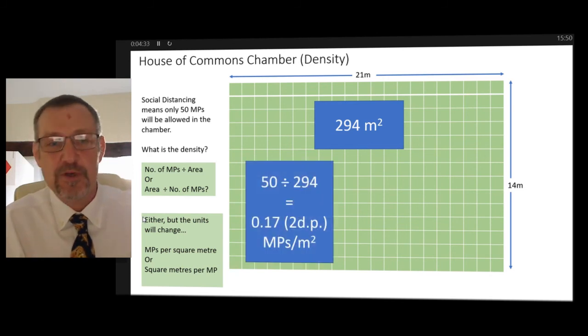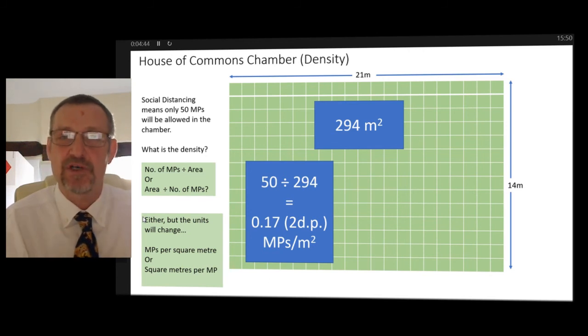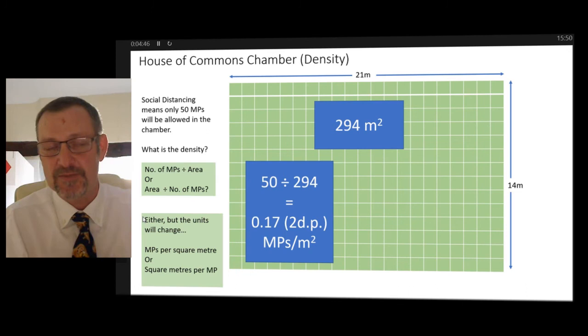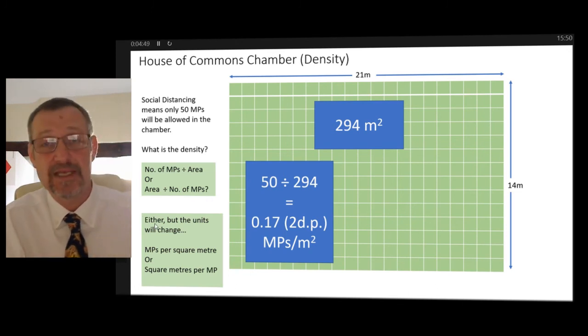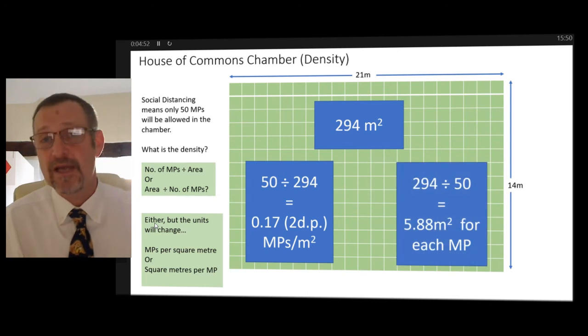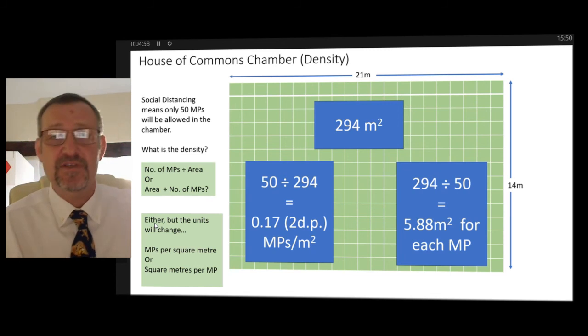Okay, so let's have a quick look at that in terms of calculations. So MPs divided by area, 50 divided by 294. As I said, below 1, 0.17 MPs per square meter, rounded to 2 decimal places. Always remember when you put rounding, to put that 2dp in brackets afterwards to make it clear that's what you've done. Or the other calculation is how many square meters per MP. So 294 divided by the 50 MPs gives us 5.88 square meters for each MP.